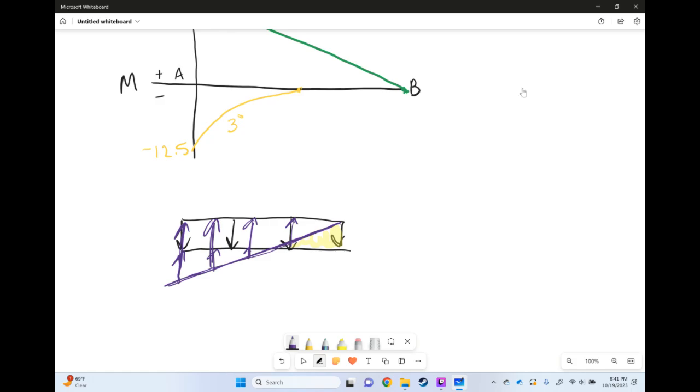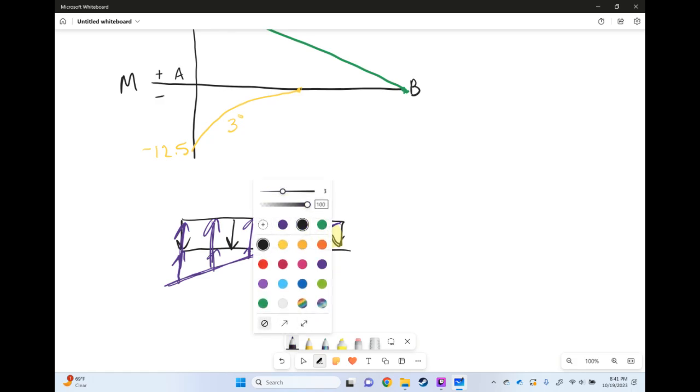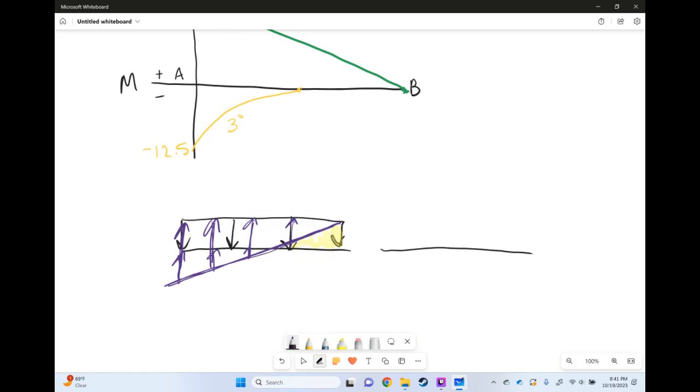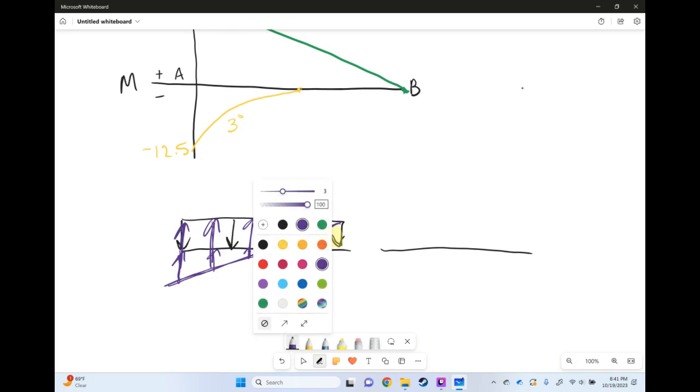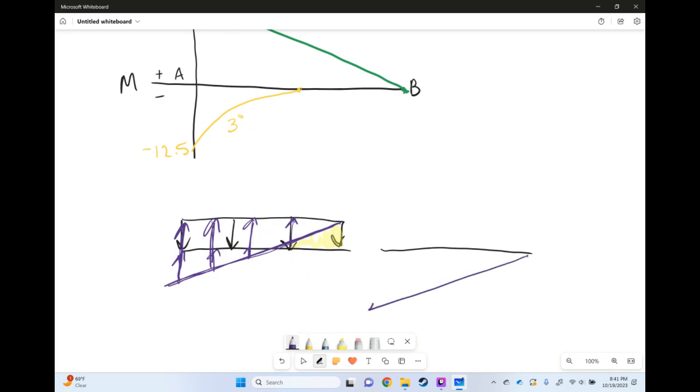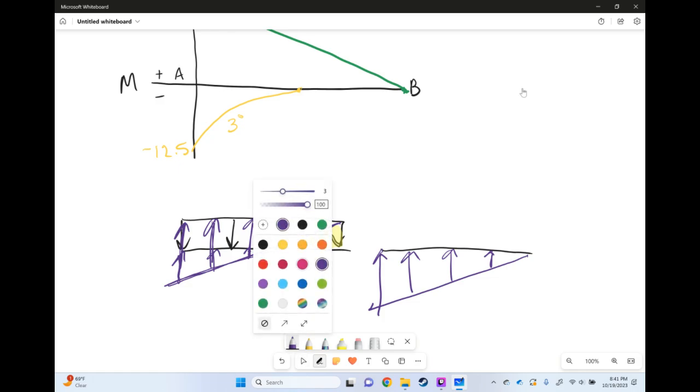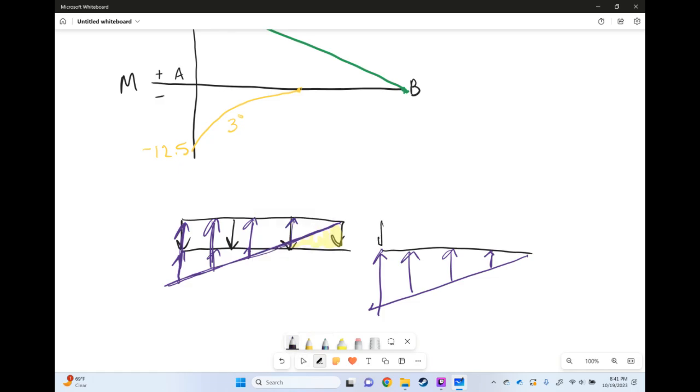So if we were to actually draw that out in a little bit better looking diagram, we have our positive arrows and we have our uniformly distributed load.